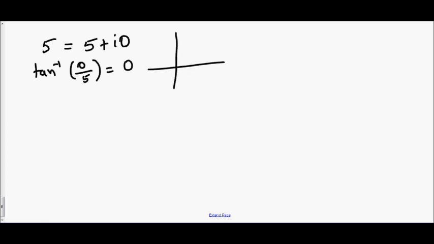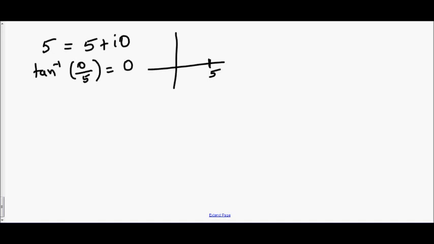Now how do you do this for purely imaginary and purely real numbers? Say I have 5. 5 can be taken as 5 plus i0. So what is the argument of this? Tan inverse of 0 over 5, which is equal to 0. So again you can see that it's on the real axis. So this is the place where the complex number is placed.